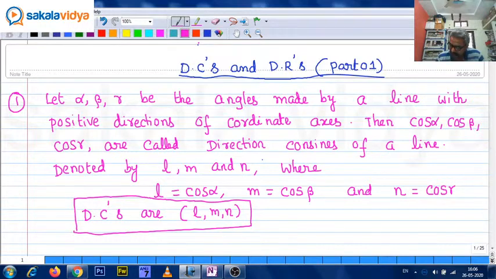Syed Mustafa Qadri sir, from which book are you solving the sums? Okay, that you will get to know later. Today only you are newly joining, isn't it? So later you will know it.